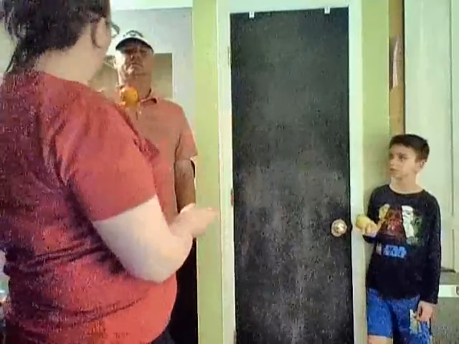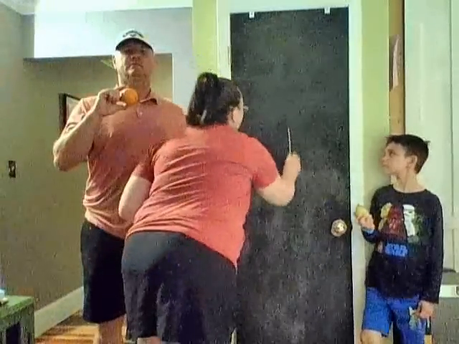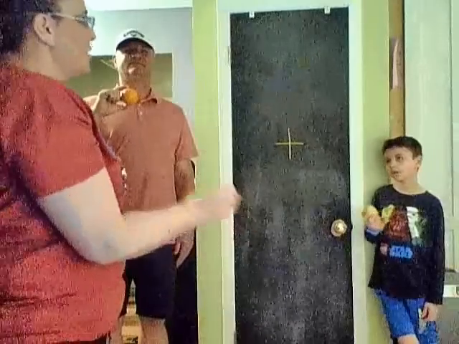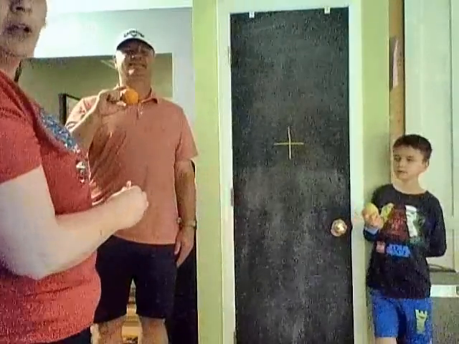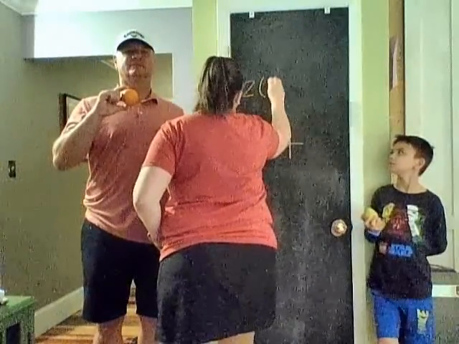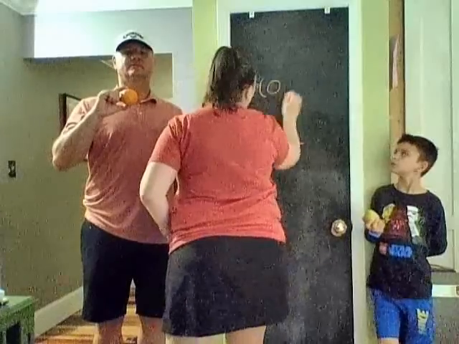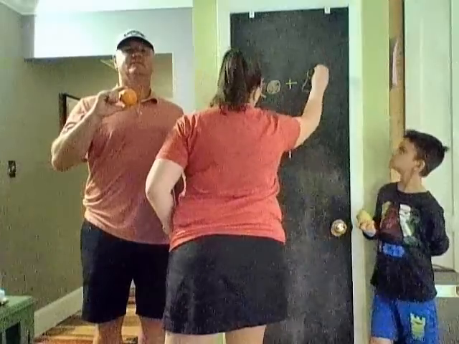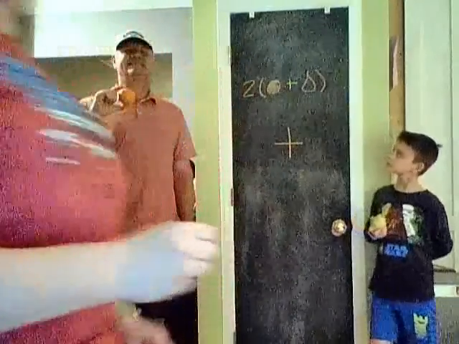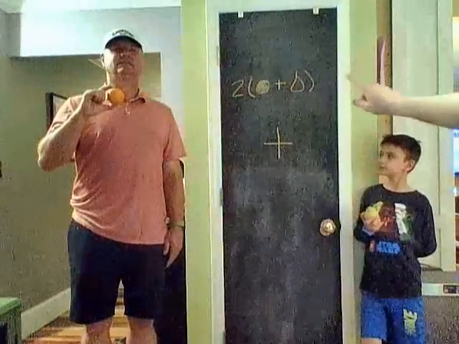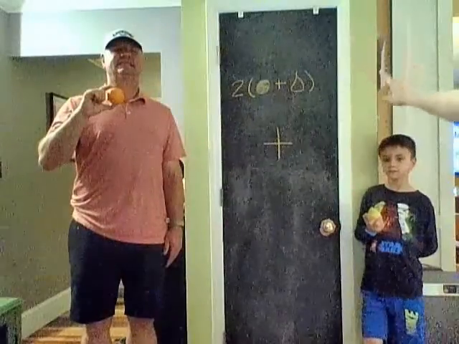Okay, so we've got orange plus pear. Just imagine they are in the parentheses, okay? So let's say we have a 2 on the outside. So we have 2 times an orange plus a pear. I need to distribute the 2 to the orange and the pear.